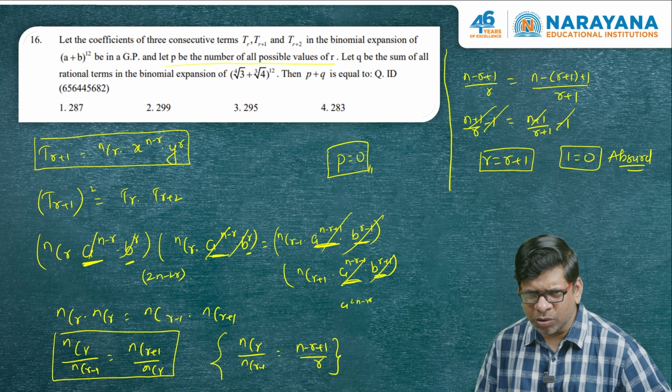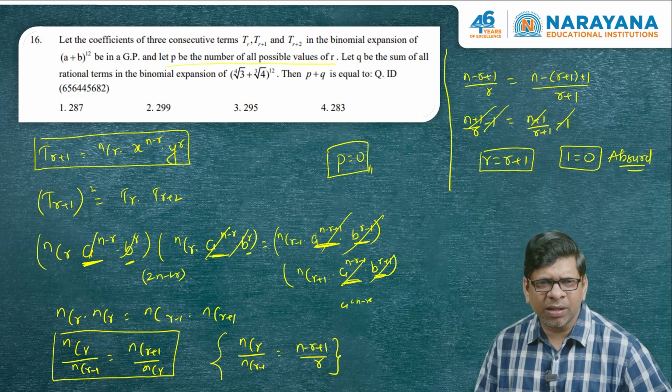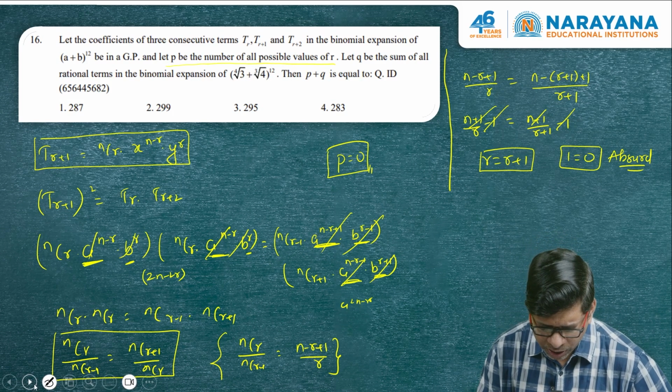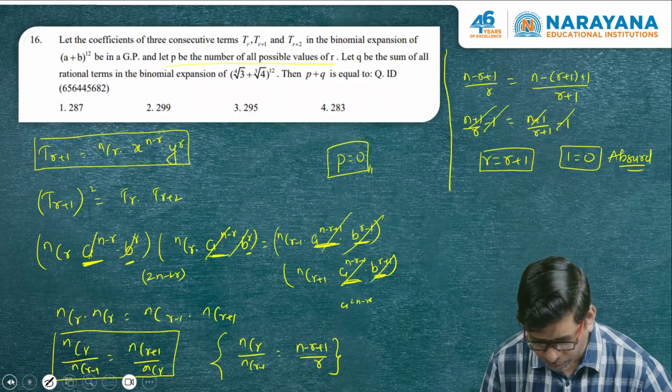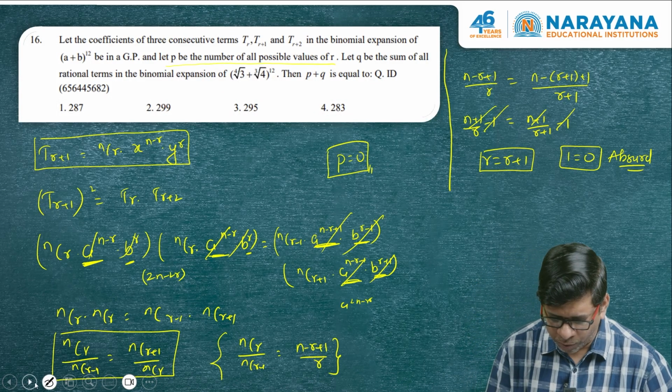Q, a regular model question. Last year also we have seen this question. Q is the sum of all rational terms in the binomial expansion of (3 power 1 by 4 plus 4 power 1 by 3) whole power 12. 3 power 1 by 4 plus 4 power 1 by 3 whole power 12.